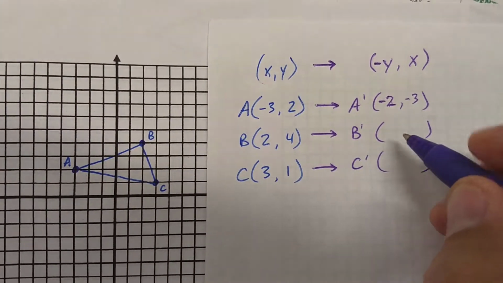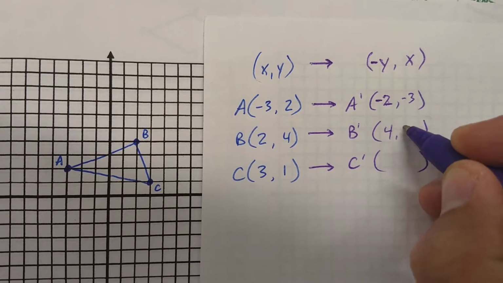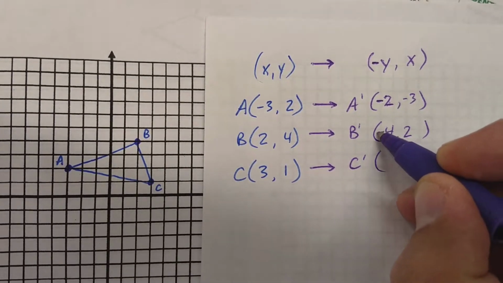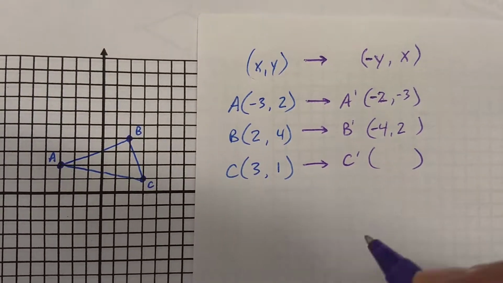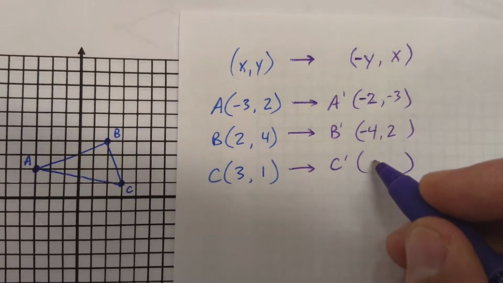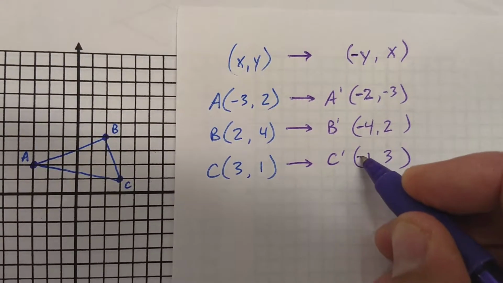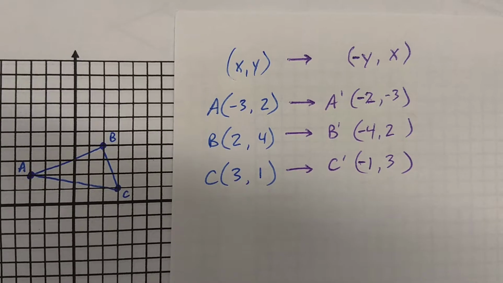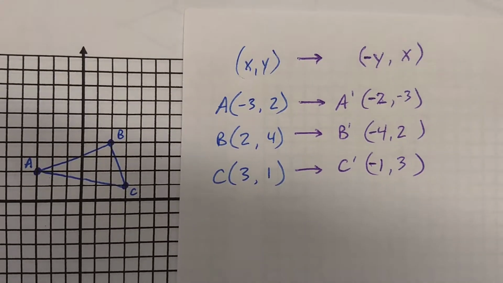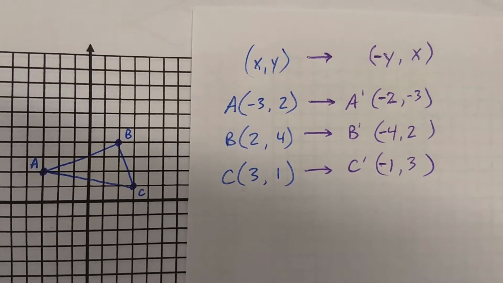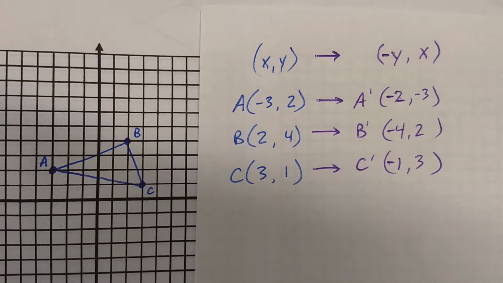Same thing here. Let's flip them around. 2, 4 becomes 4, 2, but this one is negative. That'll be B prime. Flip these around. 3, 1 becomes 1, 3, and that's negative. Okay? So those should be the new prime coordinates for the triangle that we rotated 90 degrees counterclockwise.